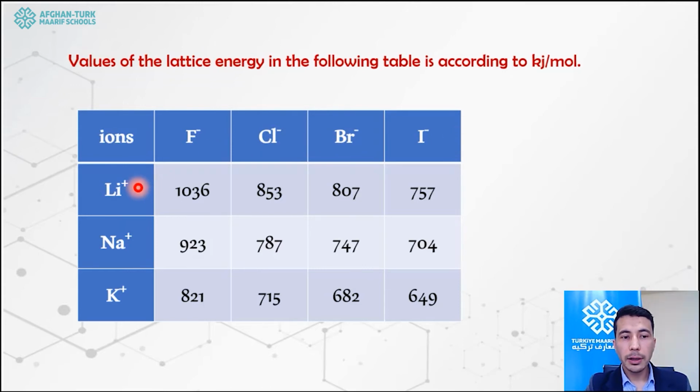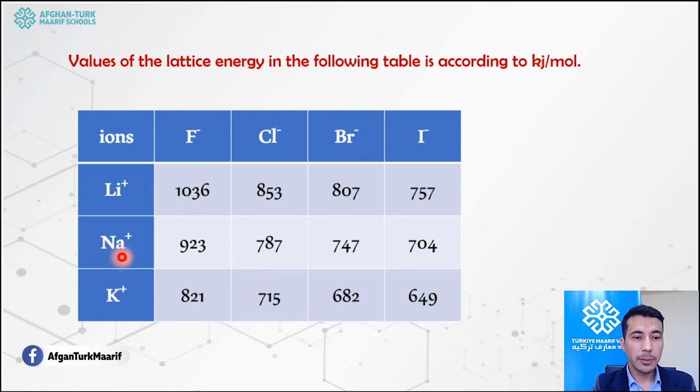When lithium reacts with fluorine, it will lose 1036 kilojoule per mole of energy. It's a very big amount of energy. Lithium is an electropositive element and fluorine is an electronegative element. When they react with each other, they will lose 1036 kilojoule per mole of energy. This energy is known as the lattice energy for lithium fluoride.